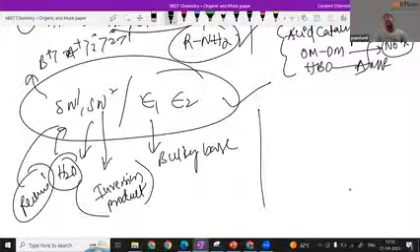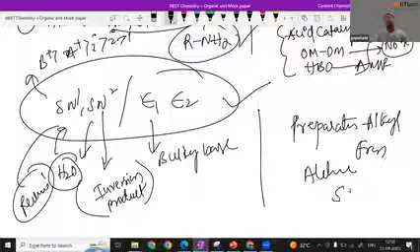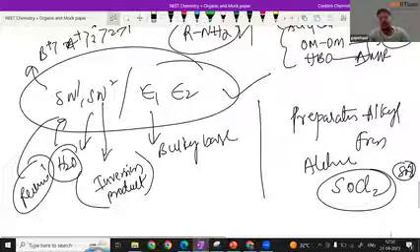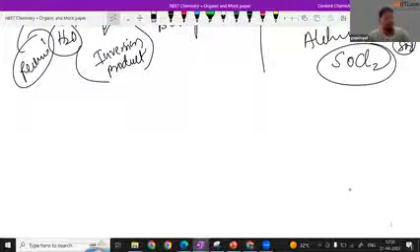And another thing is the preparation of alkyl halides from alcohols. Okay, and which is the most commercial preparation method? SOCl2 will release SO2 gas, and this is commercially viable and the best method for the preparation of alkyl halides.